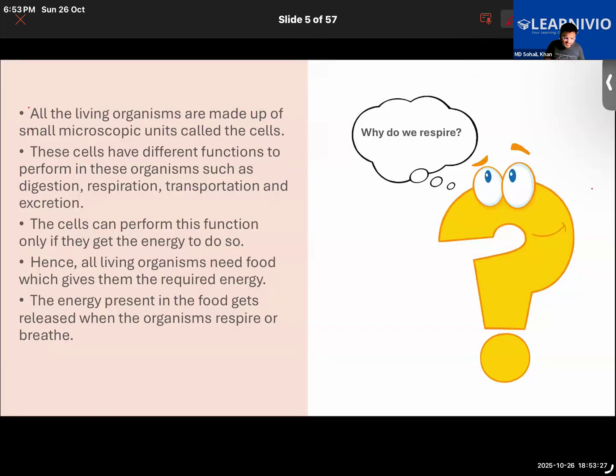Starting with some basic things, you know that every living organism is made up of small microscopic units called cells, right? Suppose I were to take a small sample from my cheek tissue right now. Usually if you have to study the human cell, a tiny sample of the human cell is needed.